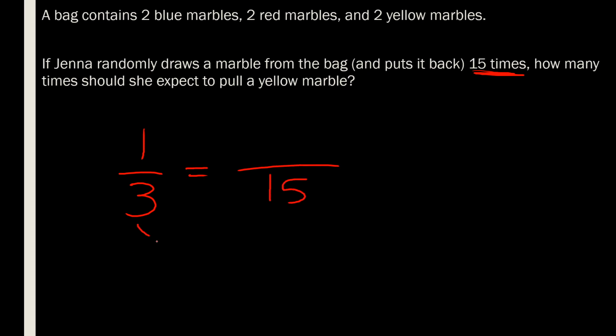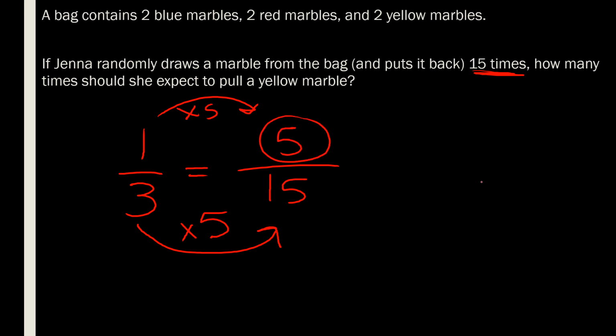So if I need to go from this 3 to 15, I need to multiply by some number. 3 times what number is going to give me 15? Think about it. 3 times 5, right? 3 times 5 gives me 15. So I'm going to do the same up top. 1 times 5 is 5, which means that she can expect to pull a yellow marble 5 times.